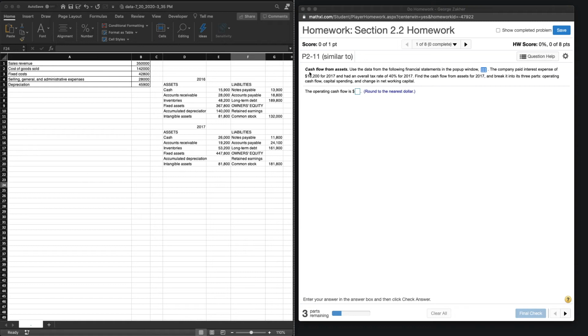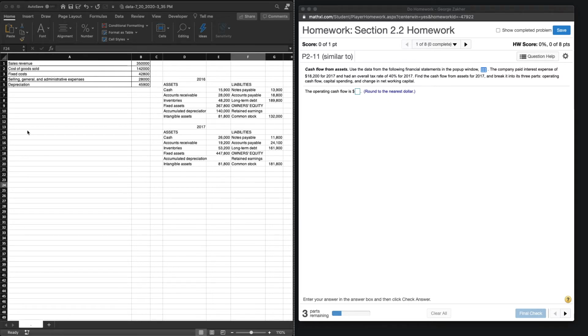Take a look at cash flow from assets. In order to calculate our cash flow from assets, we need to figure out first our operating cash flow, capital spending, and the change in working capital. As always, we've downloaded our data. We have our partial income statement and two partial balance sheets.